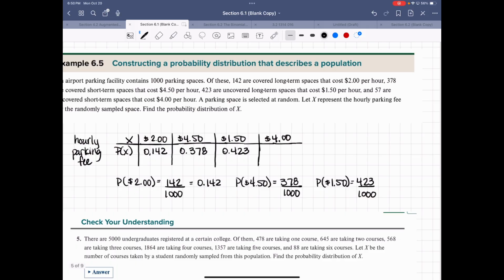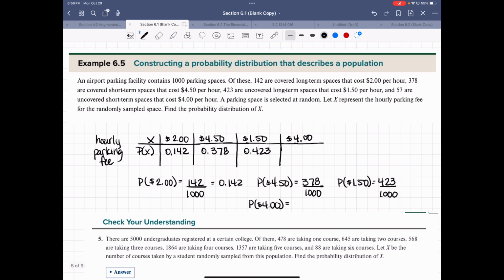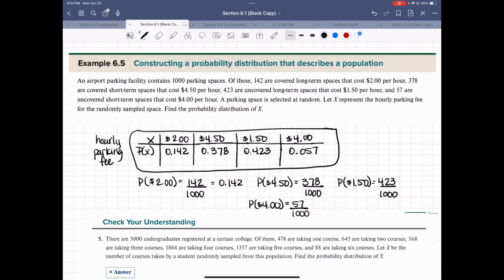And then the probability of a $4 slot, or what, 57 out of 1,000, which is 0.057. So about 6% right there. Okay, this is what we're looking for. What your homework will ask you for is this table right here.